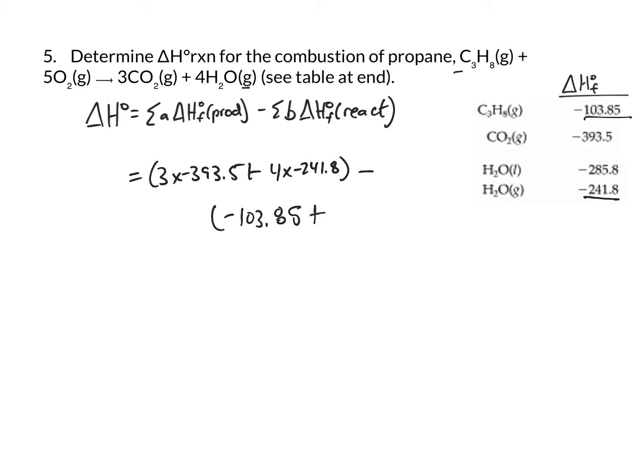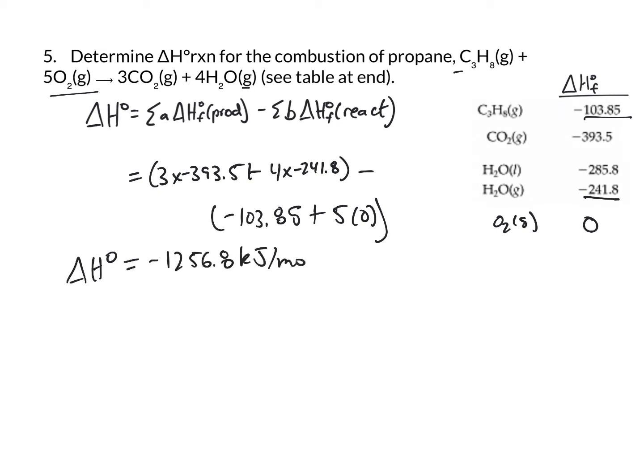plus my 5 O2, but remember O2 isn't shown here. That's because elements in their standard states have an enthalpy of formation of 0. So O2 gas has an enthalpy of formation of 0. So this is sort of 5 times 0 here. And when you go through and do that math, you get delta H naught is equal to negative 1256.8 kilojoules per mole for this reaction.